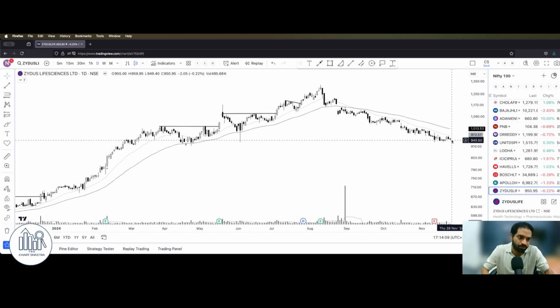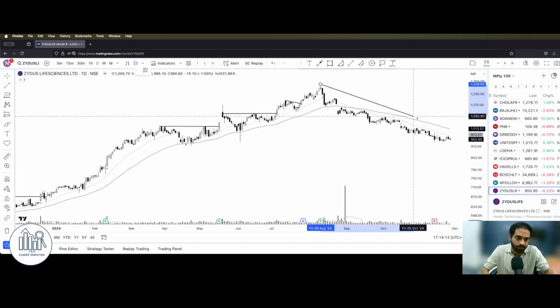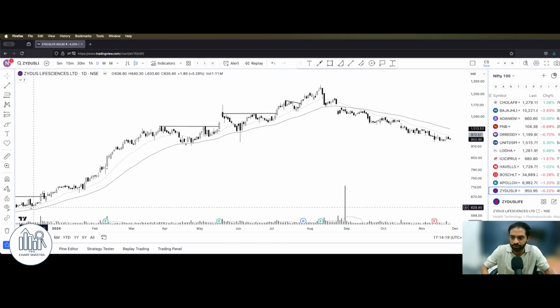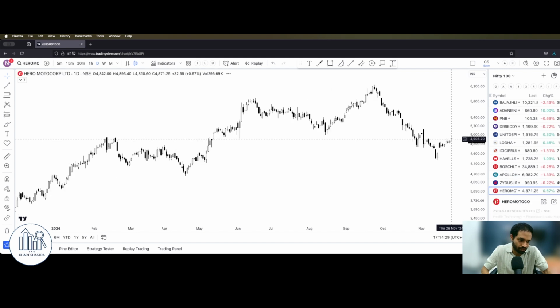Zydus Life, probably after Dr. Reddy, this is another weaker name. As you can see, it is clearly in the downtrend. I don't want to draw excessive lines here, but you can see it was a very good performer, but probably in the earnings, it started falling and probably the fundamentals too have become weaker now.